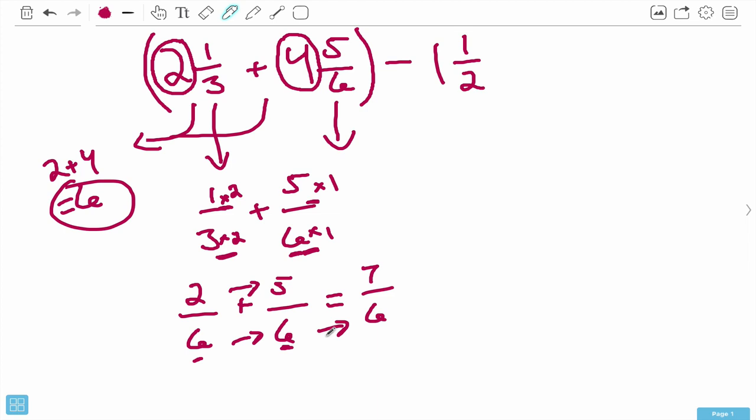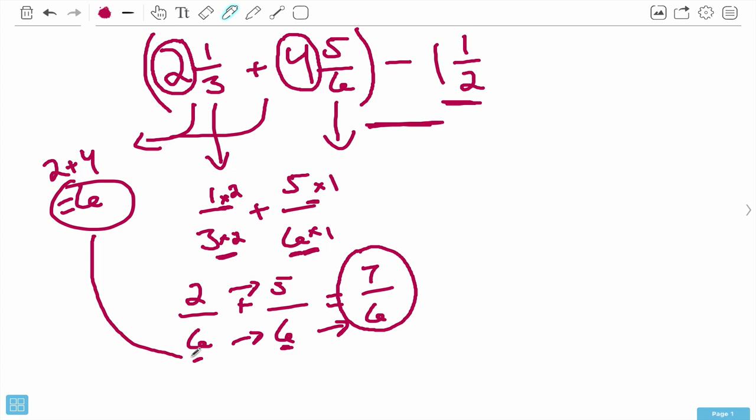Now in the last problem, we had an improper fraction and we solved it to make it proper. But because we're not done with our problem yet, we still have this to take care of. We're not going to make that proper yet. But what we are going to do is combine the 6 and the 7 sixths. So we're going to move over to the next page.